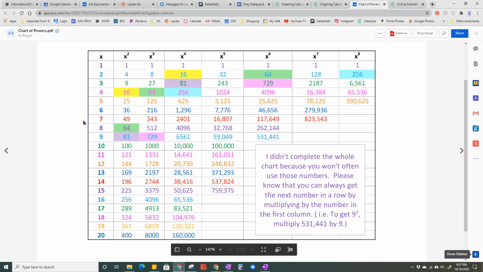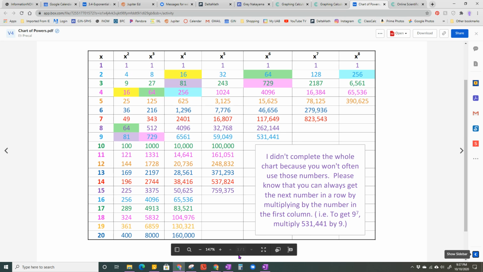On the day that I introduced logs, which was section 3.2, I put this chart on our calendar. So it's something to help you have all the powers there handy. It'll be handy when you do your Delta Math homework. You can use your calculator if you want. Okay, numbers are highlighted when they're the same to help you see that 64 could be 2 to the 6th, or it could be 4 to the 3rd, or it could be 8 squared.